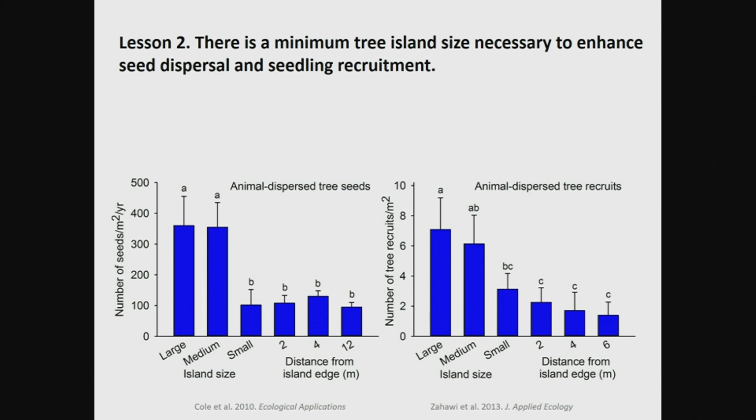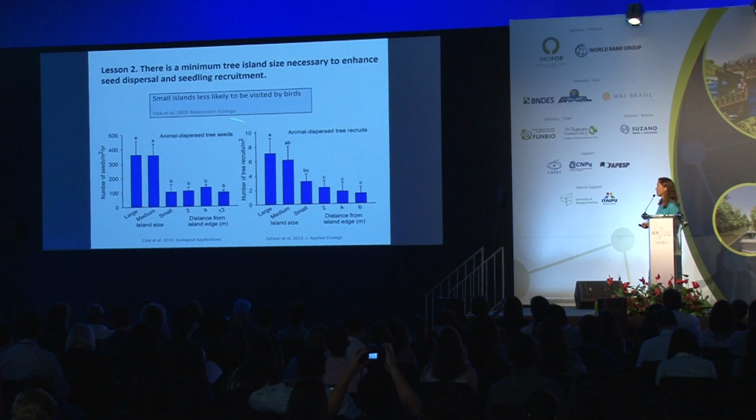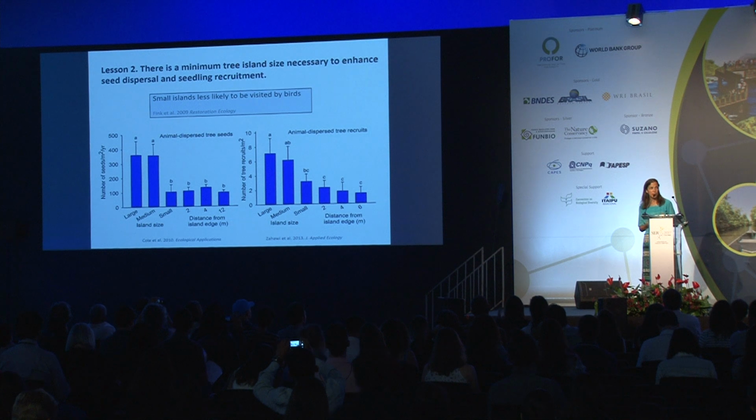And you can see that both for seeds and for seedlings, they're much higher in the large and the medium. They're not really that much higher in the small than going away from there. Our smaller islands just didn't seem to be that effective. One of the reasons we think for that is because we had a student who did work that found that the small tree islands were less likely to be visited by birds, and also they tend to be less likely to shade out the grasses.